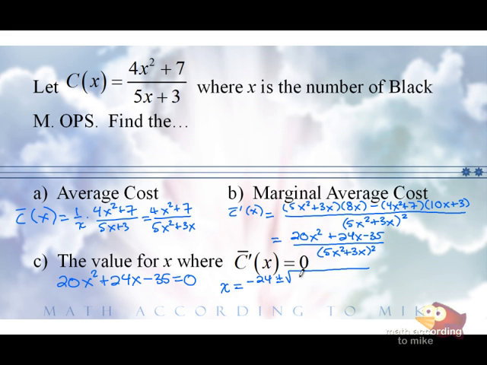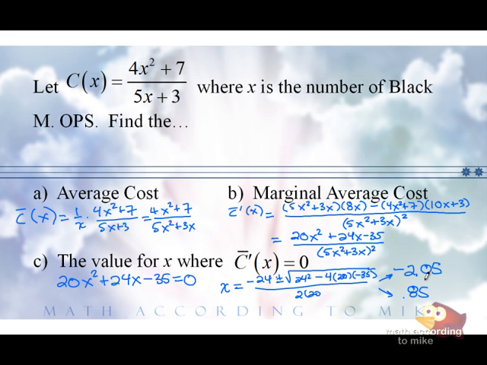One of which is okay. One of which is bad. So putting that into your calculator, I got negative 2.05 and 0.85.